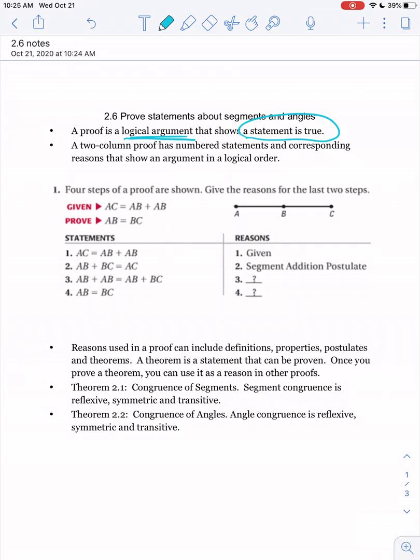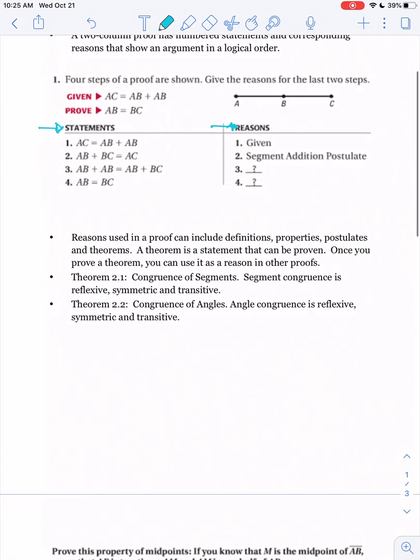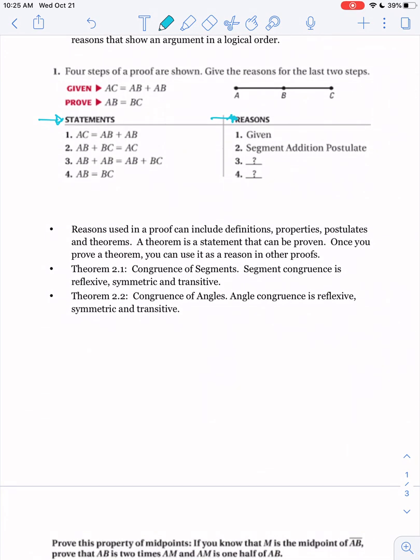The way we usually write our proofs, at least start this way, we write a two-column proof. On the left-hand side, you're going to see the statement. On the right-hand side, you have to justify every statement with a reason. So let's go ahead and write our first proof. We're given that segment AC is equal to AB plus AB, and it's our job to prove that AB equals BC. So you always want to start with a given.